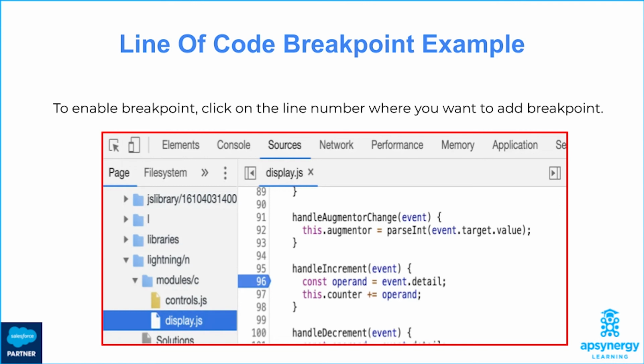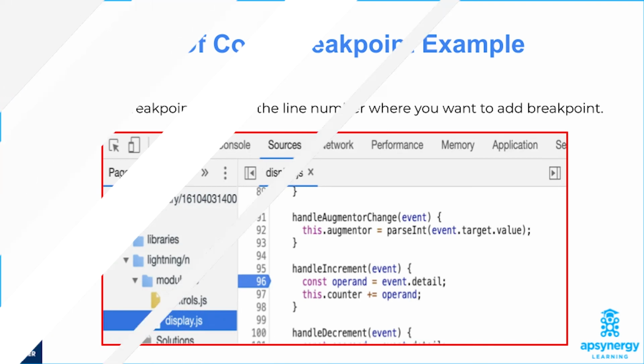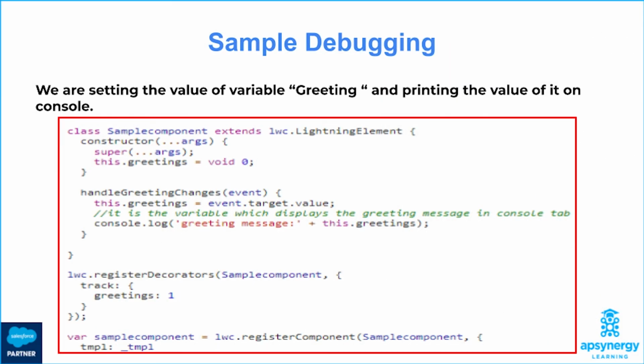Coming to the example of how we can add a line of code breakpoint. To enable a breakpoint, click on the number where you want to add it, then you'll get an option to add a breakpoint. As you can see, we have performed an example where we're getting the value of the variable greeting and printing that value on the console. You will find this code snippet in the course after the video.